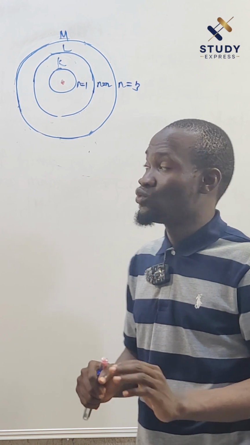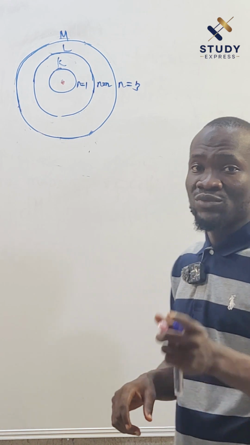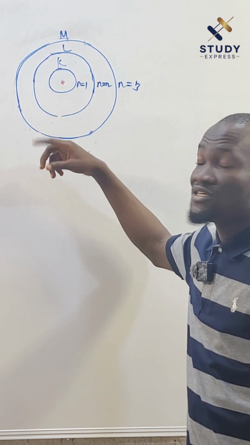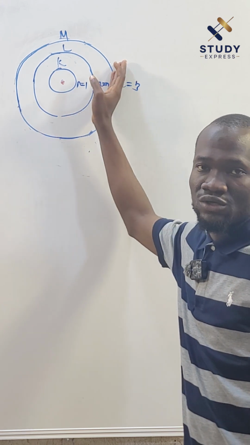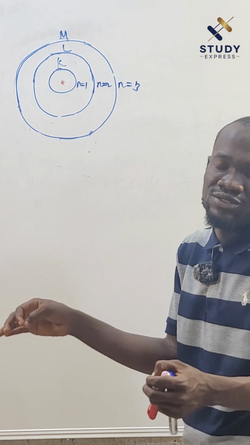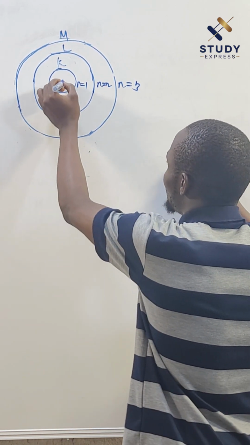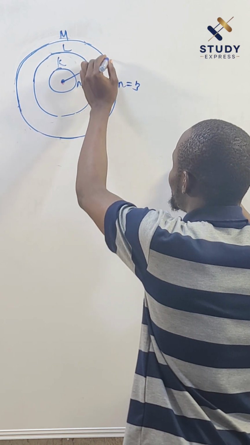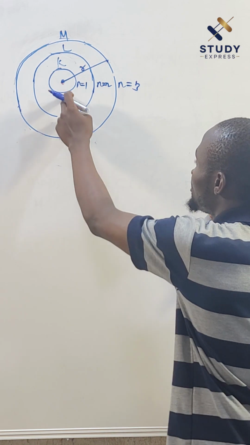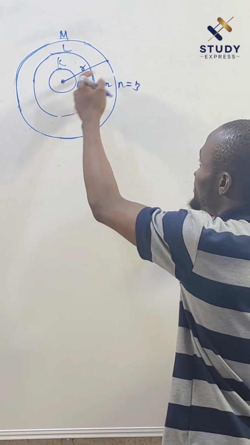Now, to take the next one, based on Bohr. Bohr also let us know that energy associated with each of these shells increases with the increase in distance from the nucleus. So what does that imply? The distance here is our radius. And this lets us know that the energy associated with each of these increases with increase in distance from the nucleus.